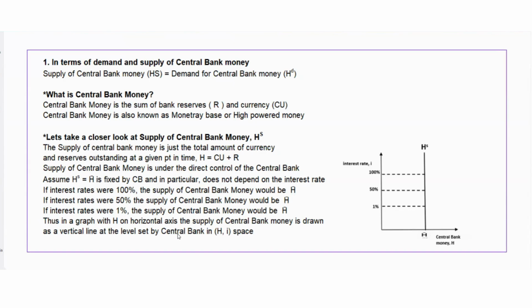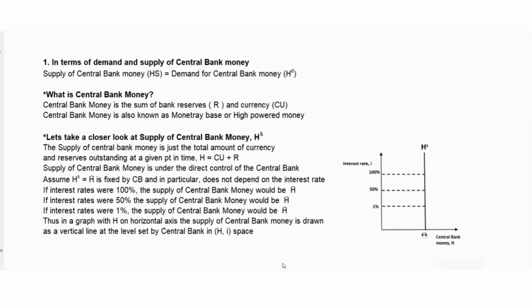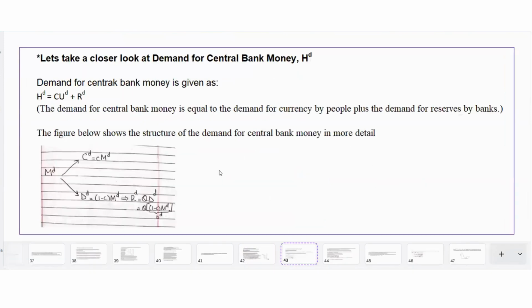We were looking at financial market equilibrium, where we were considering the case where the economy has a banking sector along with the central bank. In this case, we said financial market equilibrium is given to us as where supply of central bank money is equal to demand for central bank money. Here we talked about what is central bank money, then we talked about the supply of central bank money. Now we want to look at demand for central bank money.